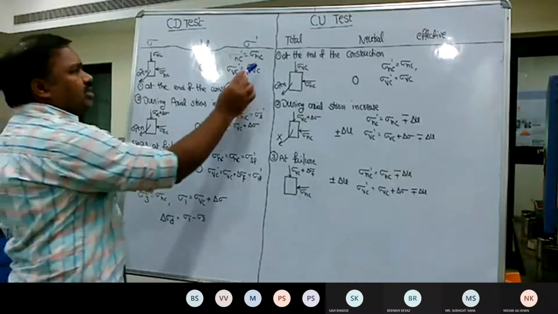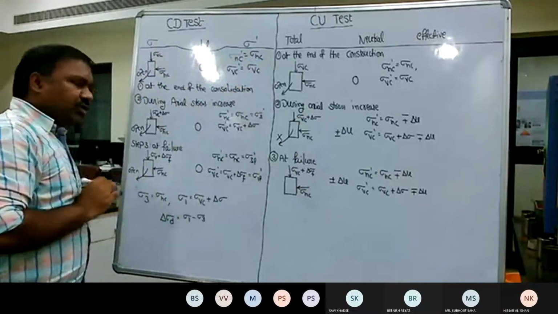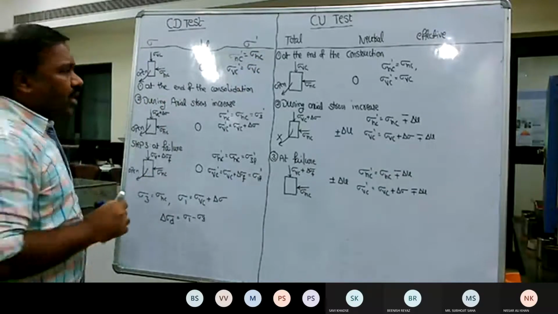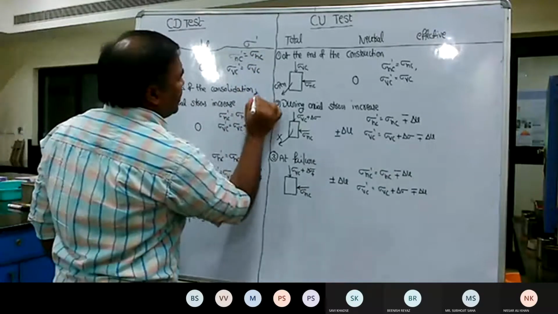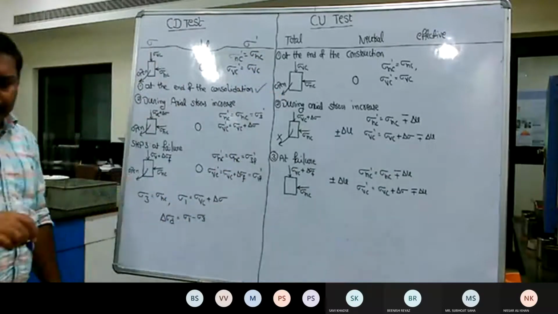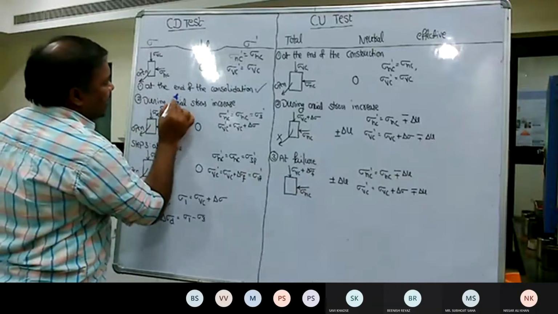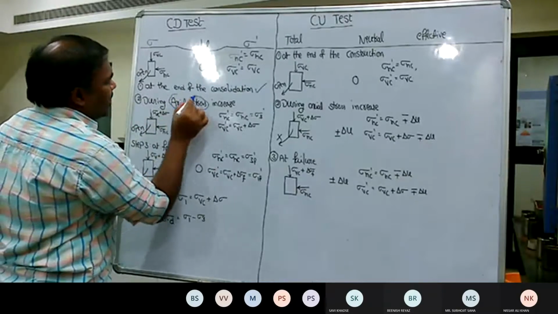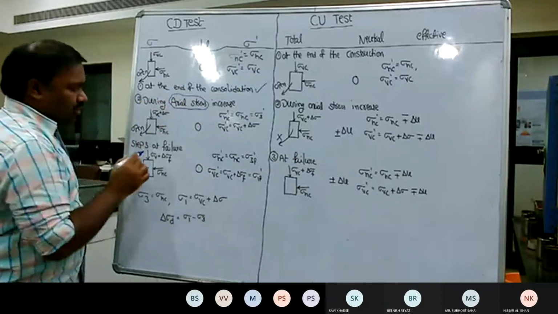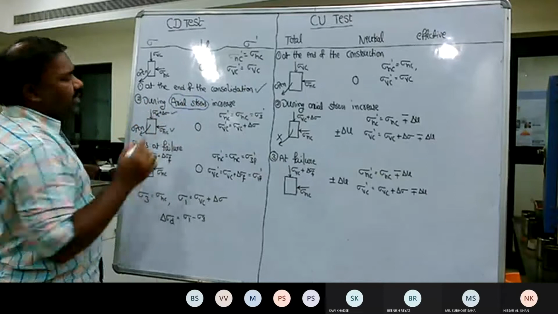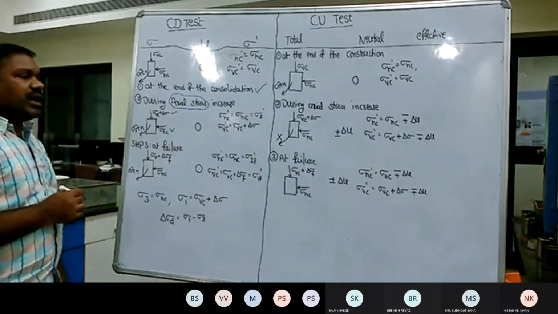Now, having understood stage 1, what we do is ensure that the soil sample has consolidated to the desired degree. The next step is to increase the axial load only, keeping the cell pressure constant, and try to increase the deviator stress, or delta sigma.